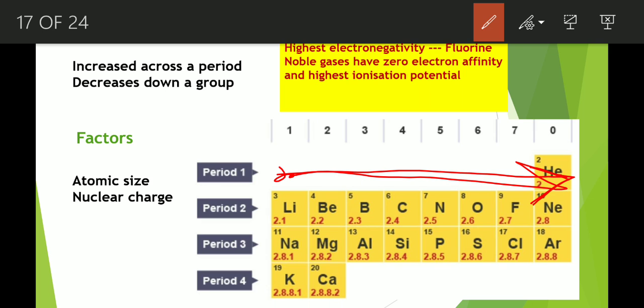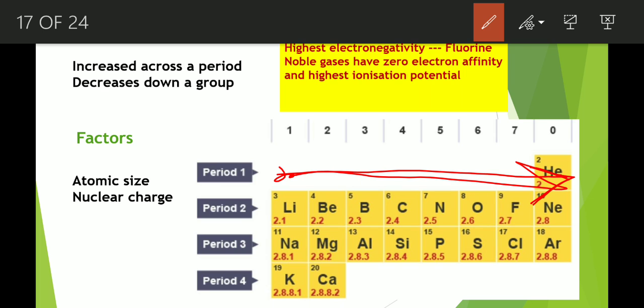As nuclear charge is increasing, the positive charge in the nucleus is also increasing, which will attract the electrons present in the outermost shell more and more, which will make it more difficult to lose an electron. More energy will be required to remove an electron from an atom. That's why ionization potential is increasing across the period. Clear? Now, the reverse is the case when we see that same property down the group.